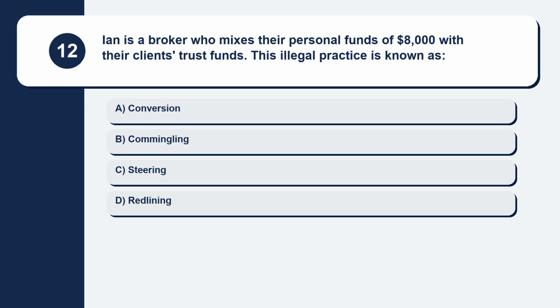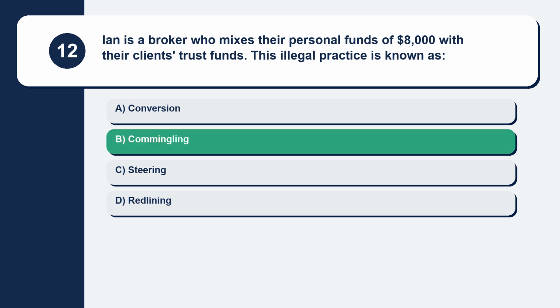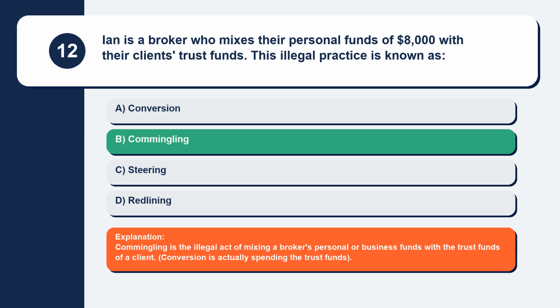Question 12. Ian is a broker who mixes their personal funds of $8,000 with their clients' trust funds. This illegal practice is known as. Here are your options. Option A, conversion. Option B, commingling. Option C, steering. Option D, redlining. The correct answer is option B, commingling. Explanation: commingling is the illegal act of mixing a broker's personal or business funds with the trust funds of a client. Conversion is actually spending the trust funds.